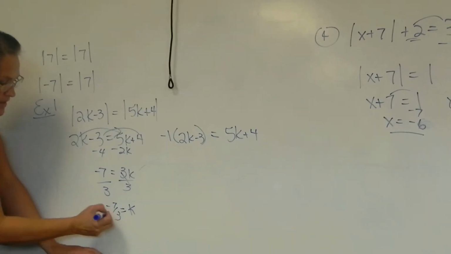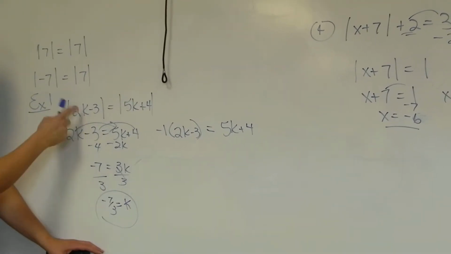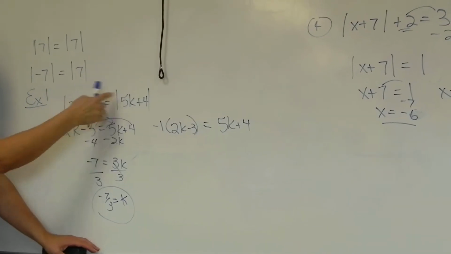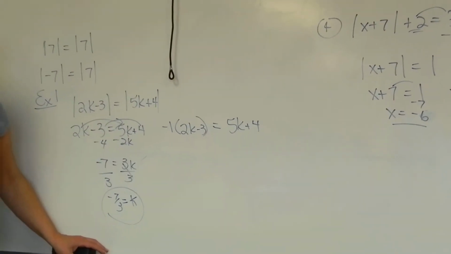And we get one. If k is -7/3, if I plug that in for k, those two numbers are equivalent, and so they're absolute values.